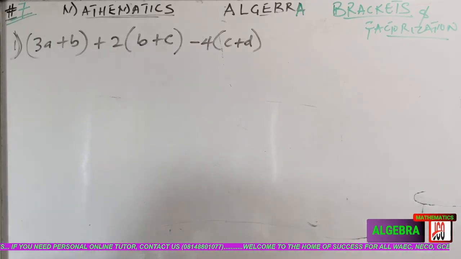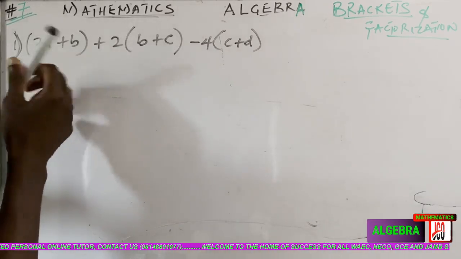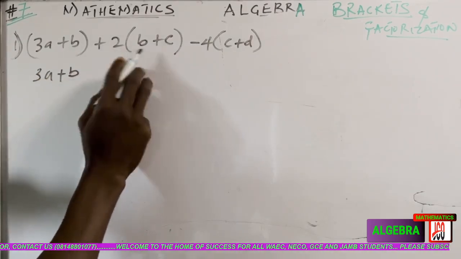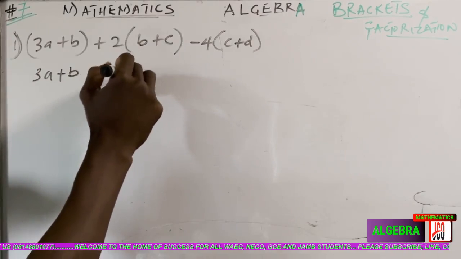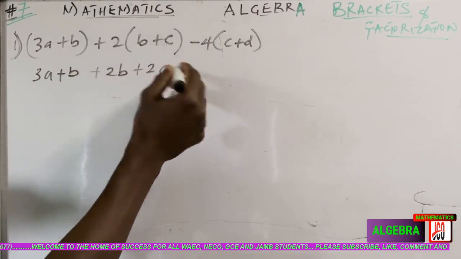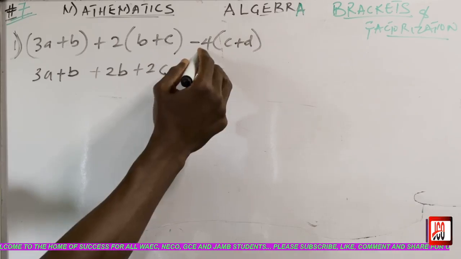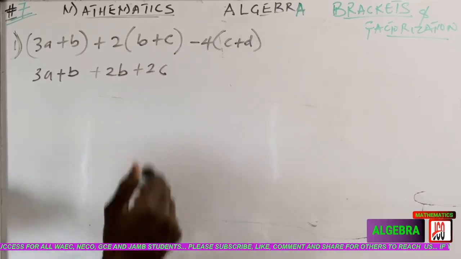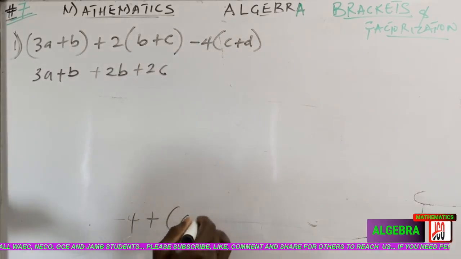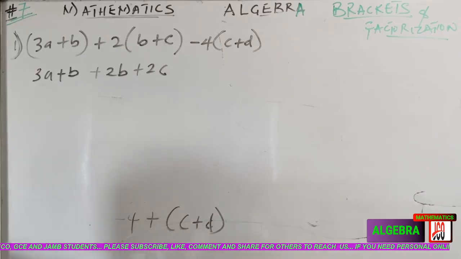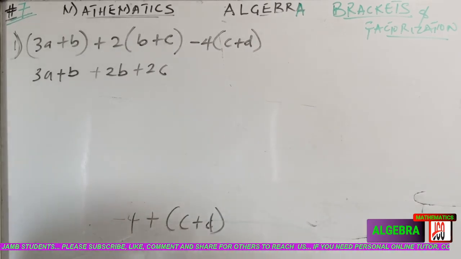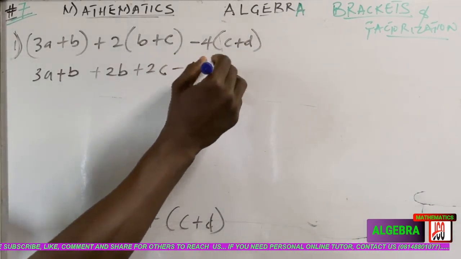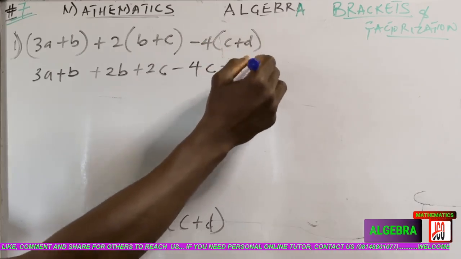Those that don't have brackets, this is a bracket I can now open because there's no number outside it. So 3a plus b. This one has a number outside: 2 times b gives me 2b, 2 times c gives me 2c. Minus 4 is outside this bracket. This is not minus 4 plus the bracket, it is minus 4 brackets. If it were minus 4 plus c plus d, please don't go and multiply. There's a separation there, a demarcation, which is the plus sign. So this is minus 4 times c, which is minus 4c, minus 4 times d, which is minus 4d.